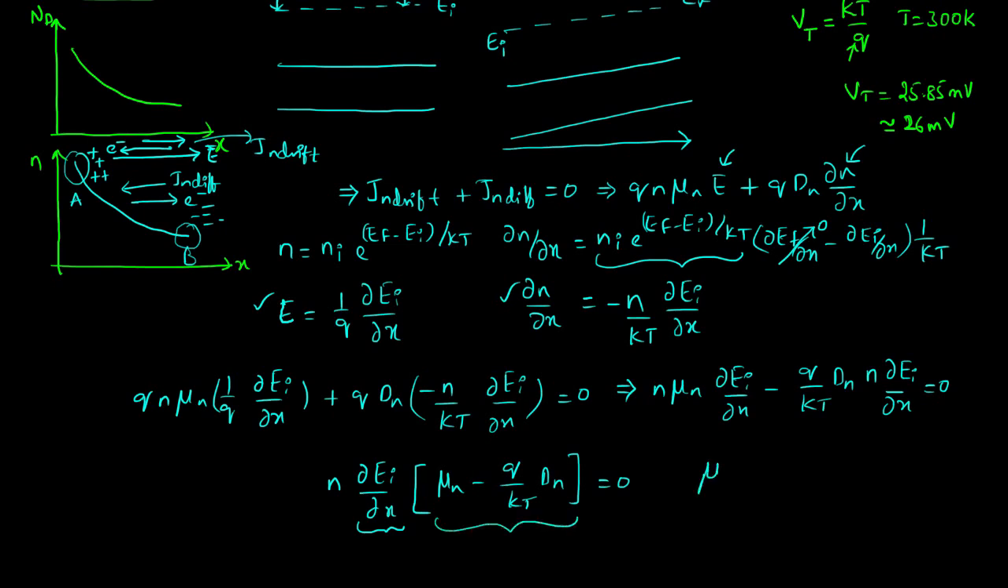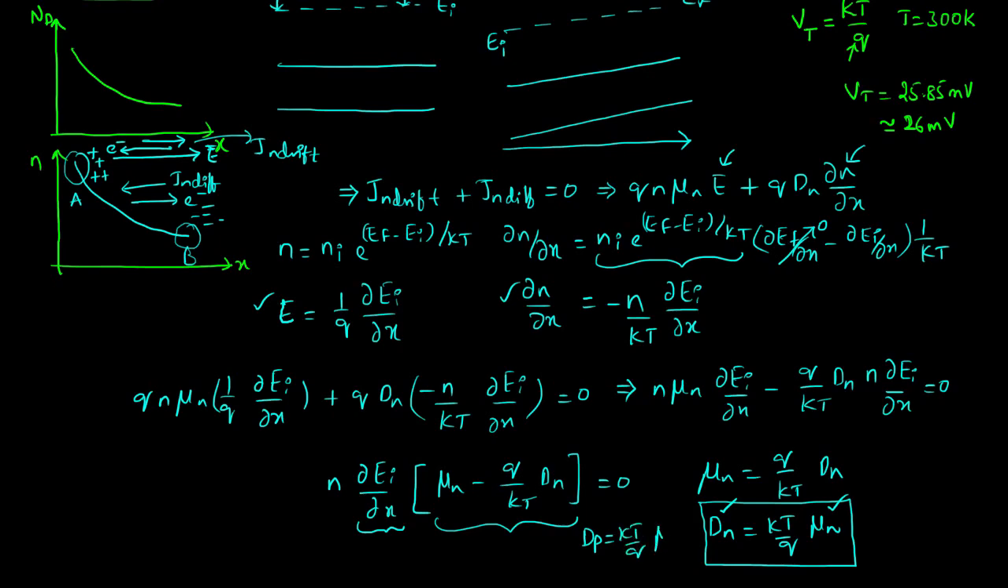So we can write mu n as Q over kT times Dn. And I can rewrite this as Dn is equal to kT by Q times mu n. So this is the expression which is called the Einstein relation between diffusion constant and mobility. In similar lines, we can prove that Dp would be equal to kT over Q times mu p.